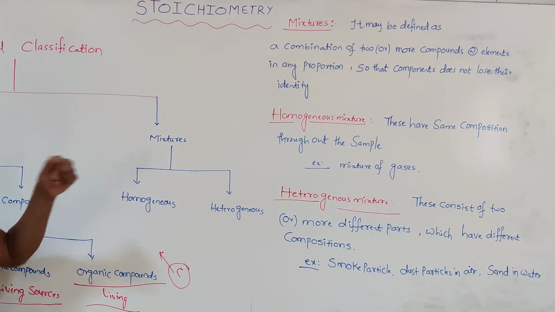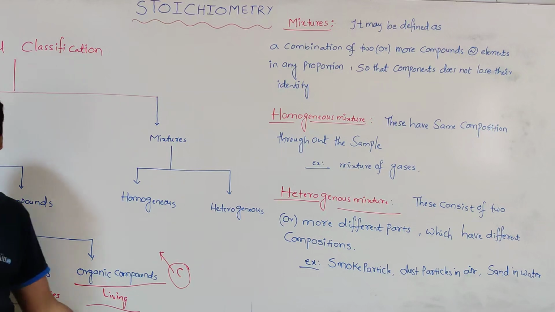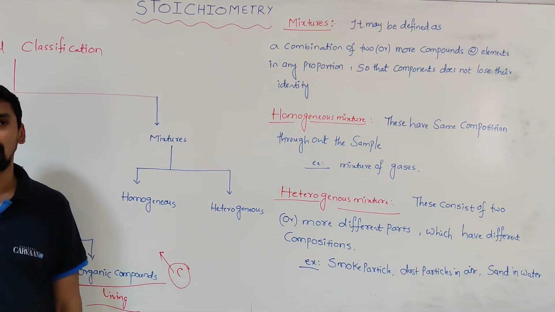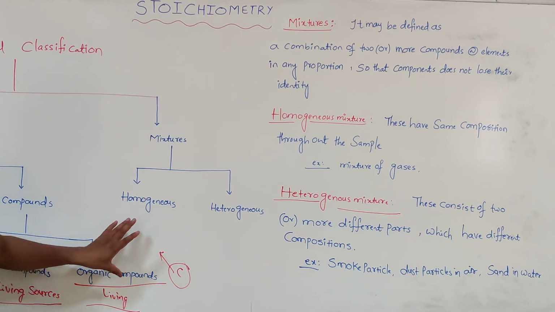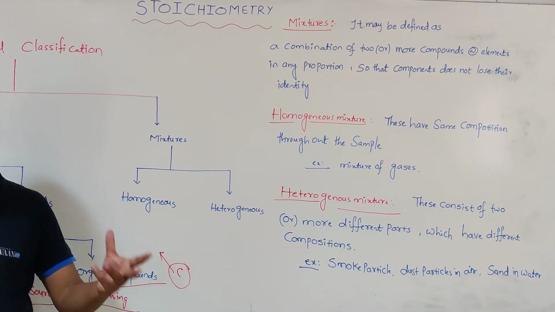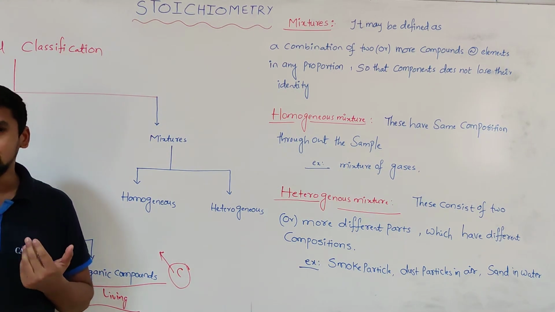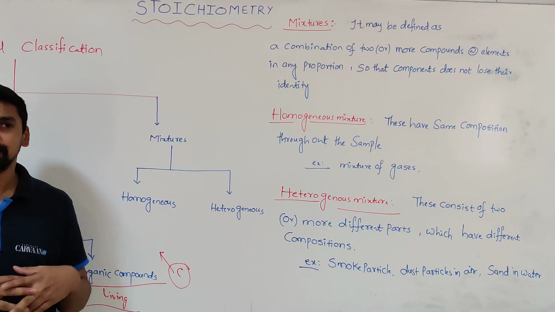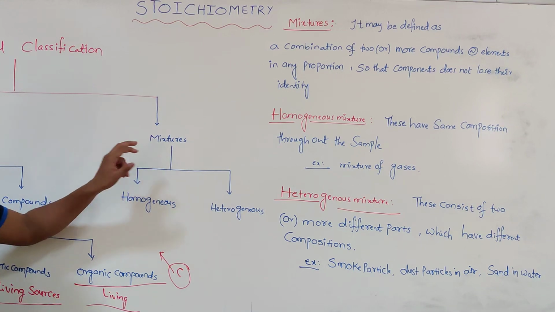So now the mixtures. The other side is mixtures. What do you mean by a mixture? A mixture is a combination of two or more different compounds or elements. That is called a mixture. Is there any particular proportion in which they must be mixed? No. In any proportion, when two or more different compounds or elements are combined, the result is called which one?